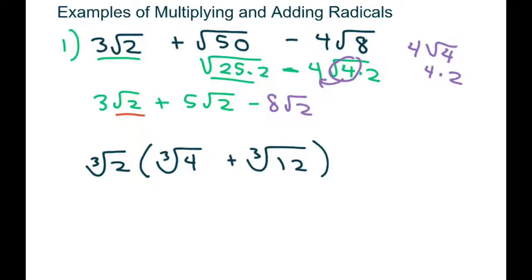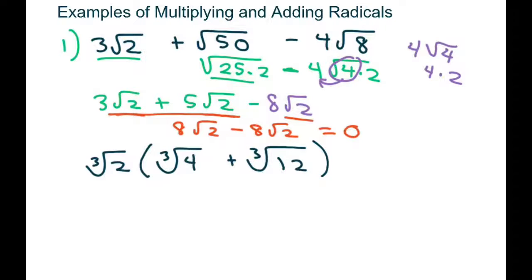Now, because these are the same, it's like terms, we can add all this up. And when you do that, you're going to get 8 square root of 2 for these two, minus 8 square root of 2, and that equals 0.